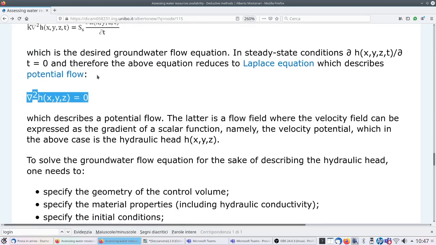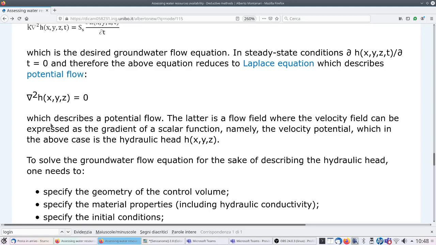This is the equation which is interesting to me. Let me deselect it. Squared divergence of H is equal to 0. This is also called the Laplace equation. It's used to describe many environmental processes. I'm thinking, for instance, about the sea waves. They can also be described by the Laplace equation. It's an equation that is well known. We know how to integrate it. It's an equation which describes a potential flow.